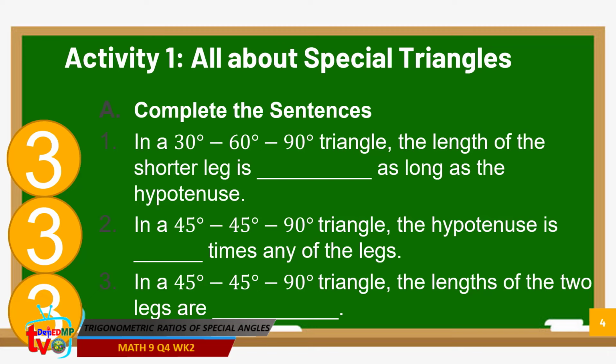Let us check how much you can recall about the special triangles by doing Activity 1. In Activity 1A, fill each blank with the correct word to make the sentences correct. 1. In a 30-60-90 triangle, the length of the shorter leg is blank as long as the hypotenuse.